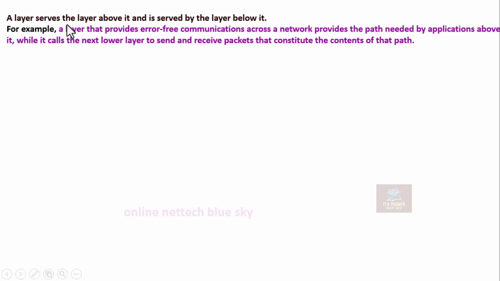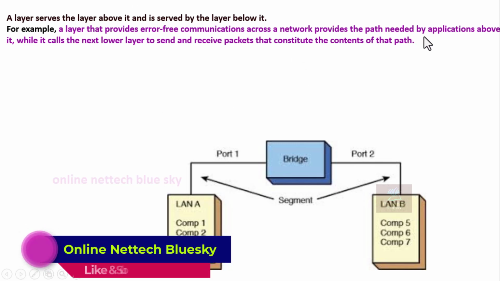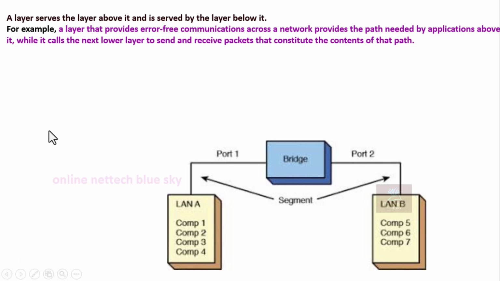Each layer serves the layer above it and is served by the layer below it. For example, a layer that provides error-free communication across the network provides the path needed by the application above it. Application means your WhatsApp: if you want to talk on WhatsApp, you must open WhatsApp. Without WhatsApp you cannot message anything. If you are using Facebook, you must open the Facebook application.